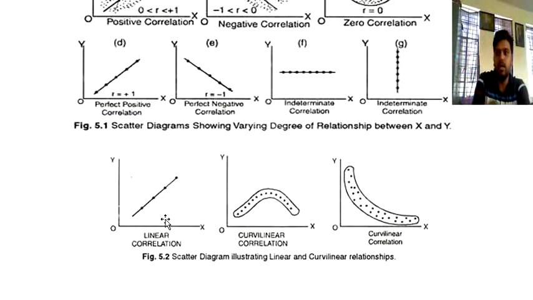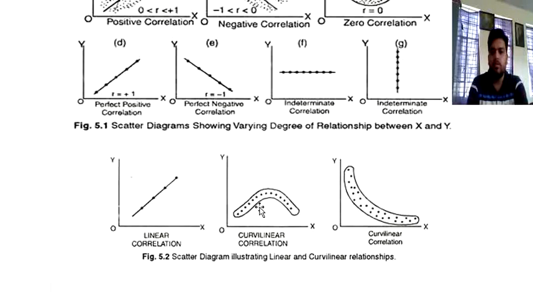If it starts going upward, it will keep going in the upward direction, okay. If it's coming downward, it will be a downward correlation. So linear means it should be in one direction. Now there is another type of correlation, that is curvilinear.